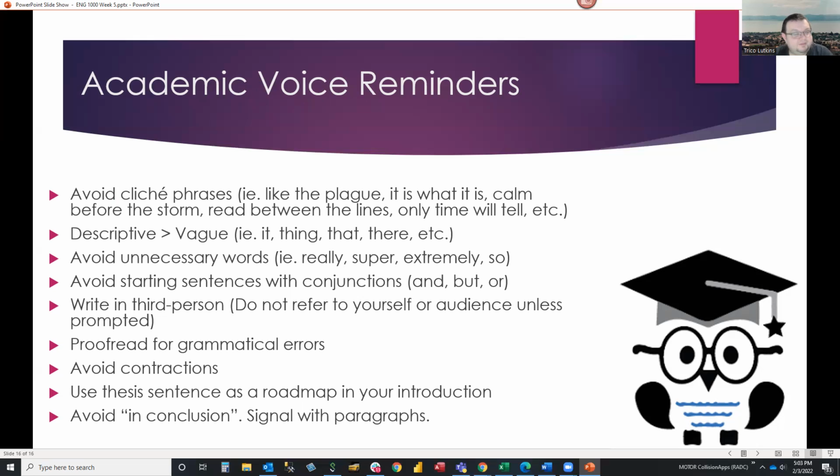Avoid starting sentences with conjunctions like and, but, or. They always just kind of look weird and out of place, but it's a grammatical thing. You want to avoid it. Whenever I see them, they just kind of look out of place. Write in third person. Do not refer to yourself or audience unless prompted. So normally you wouldn't say I think this. Usually you don't want to say I or me or anything like that. You want to kind of just speak as a third person.